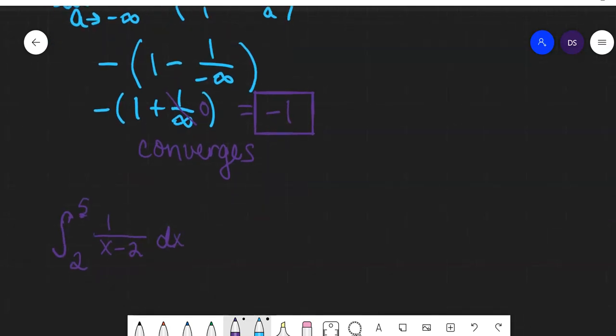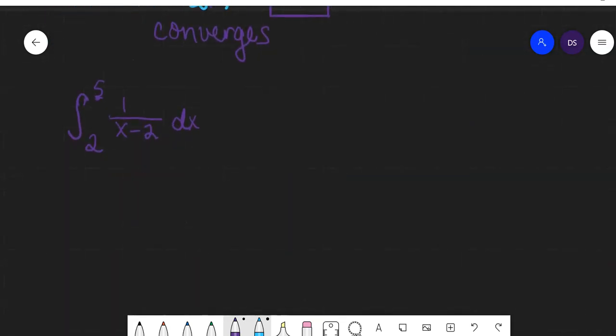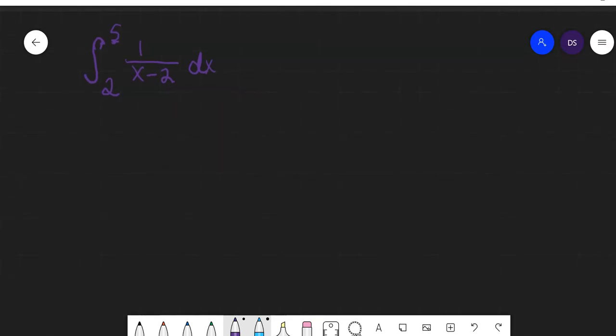Let's take a look at just one example of the second type, and we'll practice more together in class. We're going to integrate 1 over x minus 2 over the interval 2 to the 5. And if you notice, 2 is a point of discontinuity. It's where this graph or this function would be undefined.